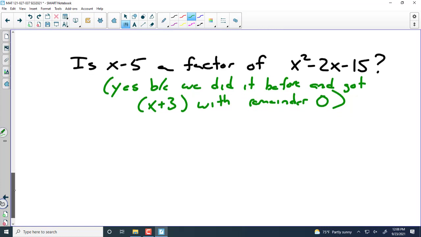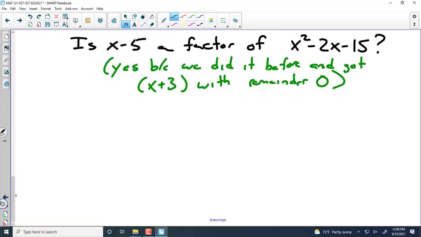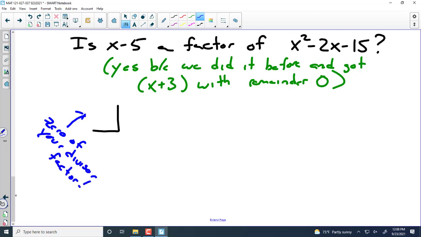So, class, here's what you do. You make a little box up here, and in here, you write the 0 of your divisor factor. So that thing that you're testing to see if it's a factor, the number you write up here is the 0 of that factor. So this is x minus 5. What would be the 0 associated with that factor? 5. So we write a 5 up here.